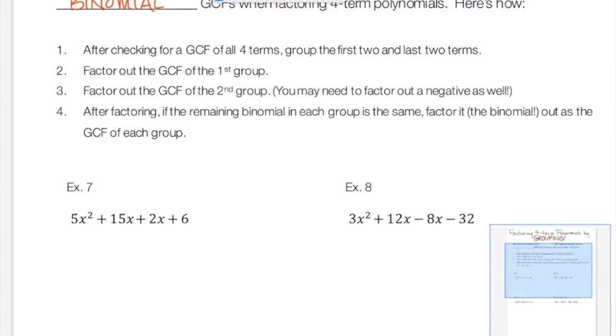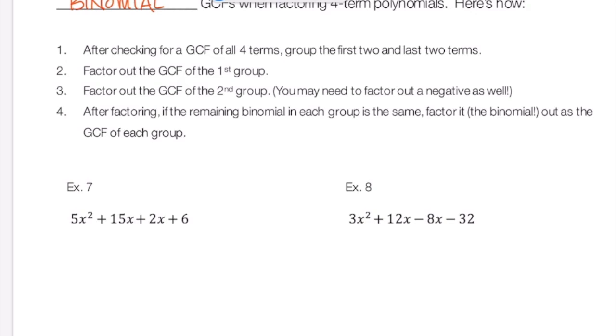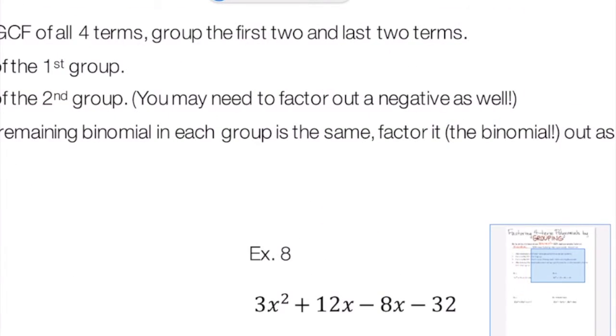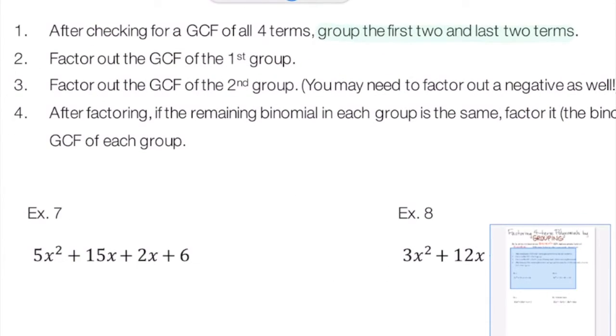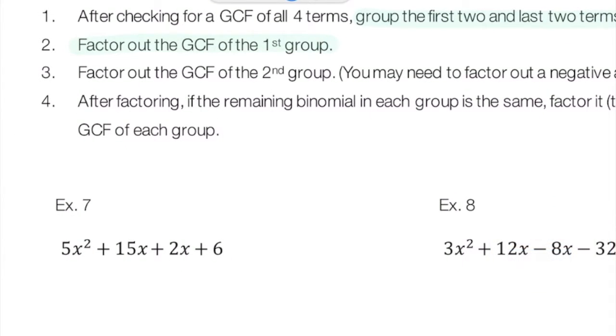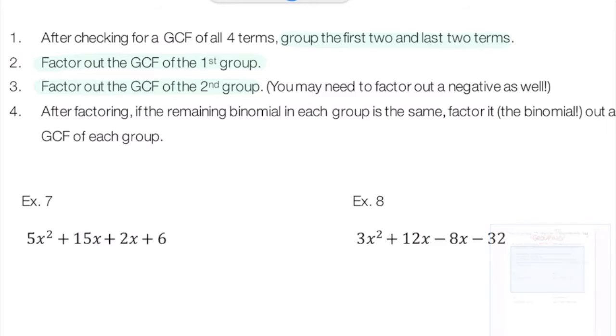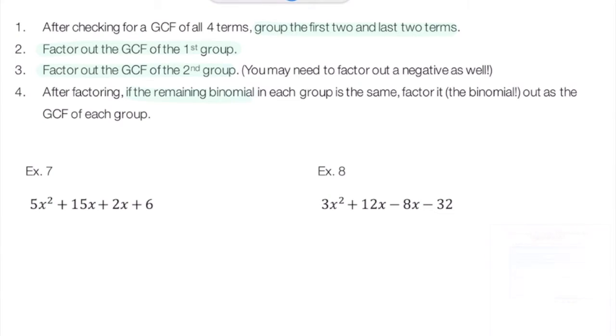Okay, so here's a process. First thing you always want to check for is if there's a GCF that you can factor out of everything. After you've done that, you're going to group the first 2 terms and the last 2 terms. Then you're going to find just the GCF of the first group and factor it out. Then you're going to factor out the GCF of the second group. Sometimes you're going to have to factor out a negative, and you always want to factor out at the very least a 1. And then finally, after factoring, if the remaining binomial in each group is the same, you're going to factor it out as the GCF of each group.